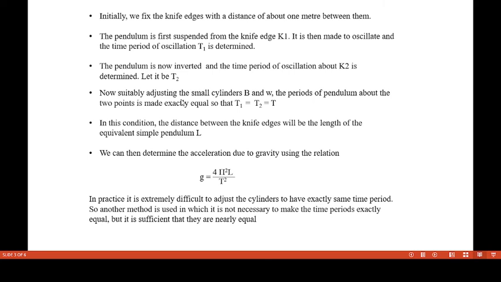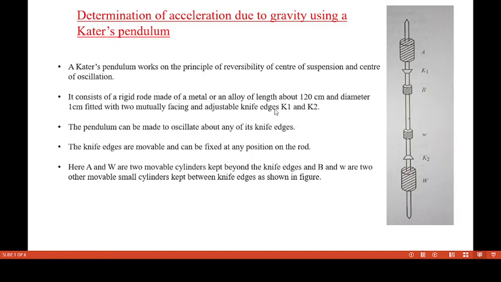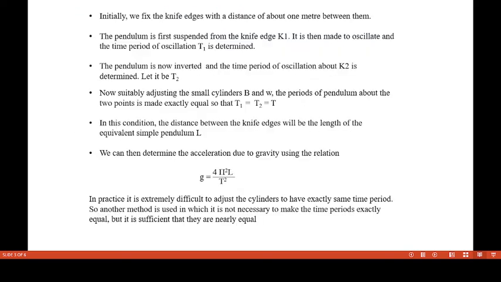Now, suitably adjusting the small cylinders B and W, the periods of the pendulum about the two points are made exactly equal, so that T1 equals T2 equals T. That is, after determining T1 and T2, the time periods about K1 and K2 respectively, we adjust the small cylinders B and W so that the time periods T1 and T2 become exactly equal.